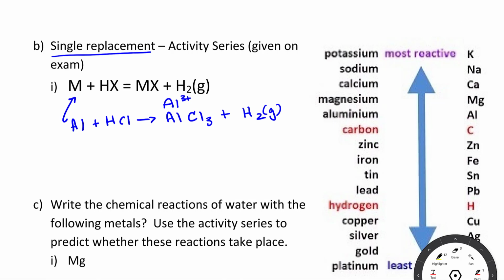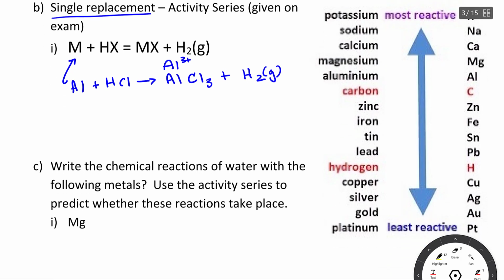Now, there's such a thing as the activity series, which we can use to predict whether or not these reactions take place. Now, this is actually something, I think, out of chapter 16 or 17. It's actually a chapter we're only going to partially cover.